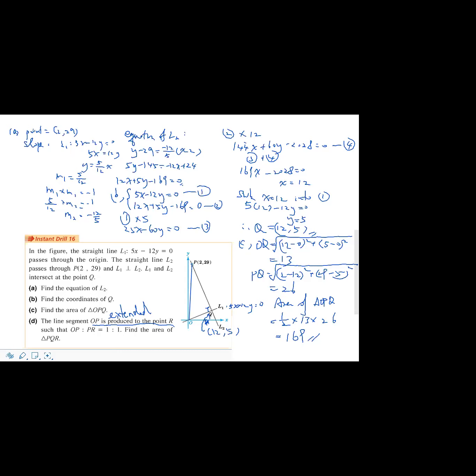OP ratio of OP to OR is to PR is 1 to 1. Okay, so this point is out. This is the same length. OP and PR are the same length. And find the area of triangle PQR. PQR will be this one.